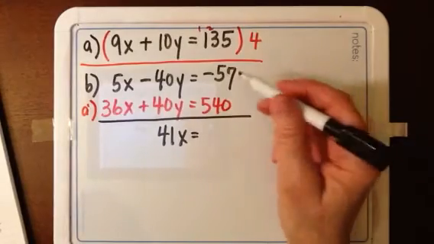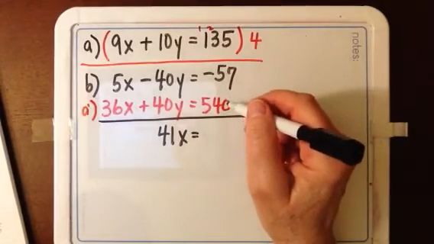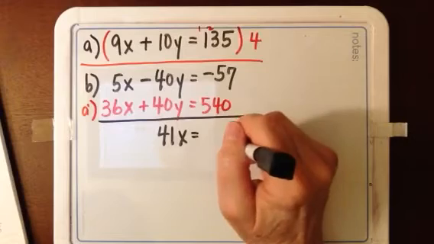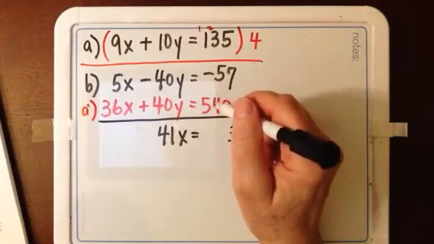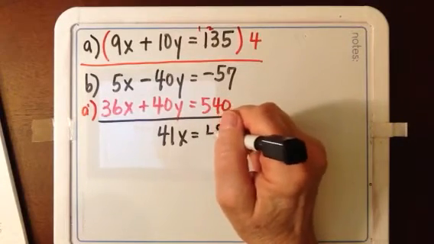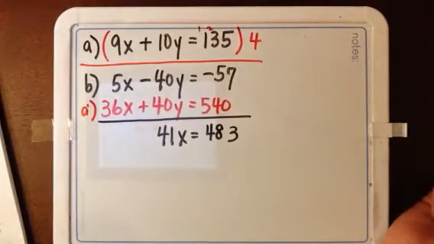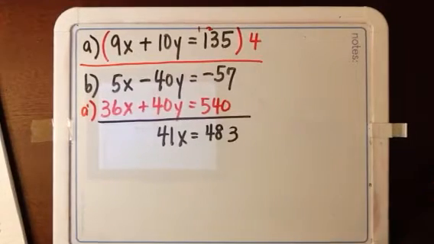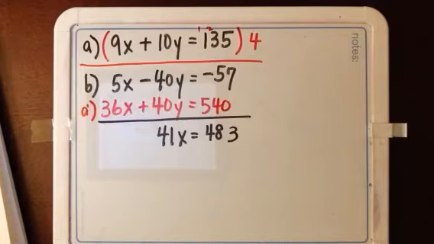minus 57. 10 subtract 7 is 3. 13 subtract 5 is 8. That leaves us with 483. I'm just checking to make sure I didn't make a mistake. Okay.